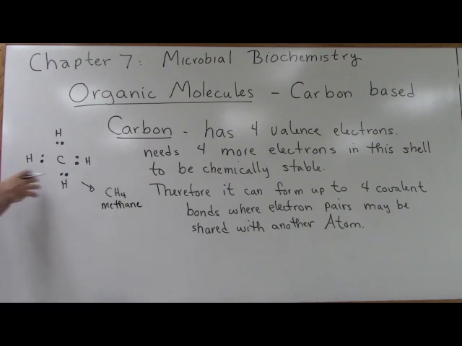And if you know anything about chemistry, this is what we call a Lewis dot formula, where the electrons are represented as dots. The other thing I have to point out is that the carbon requiring 8 electrons in the outermost shell is called the octet rule.